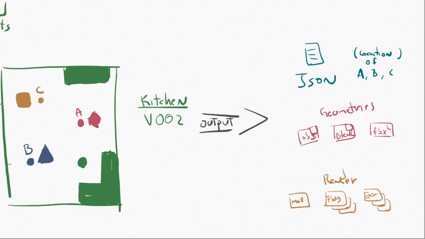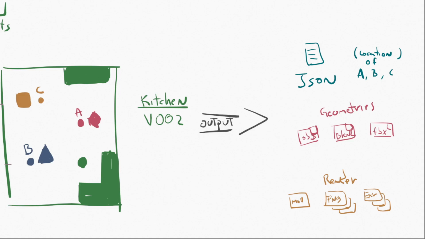The thing I want to show is that the same way that our chair had an output, the kitchen also has an output, and in this case it is a JSON file, some geometries, and the render. So the difference is the geometry that's in green, basically all the stuff that we've drawn here in green, is something that we output to the geometries.